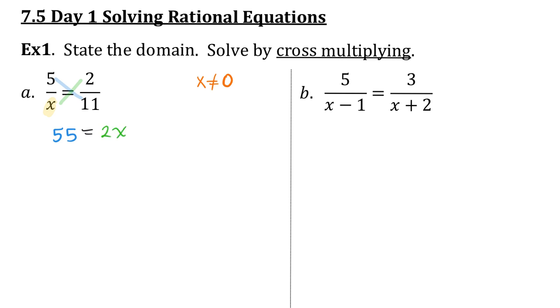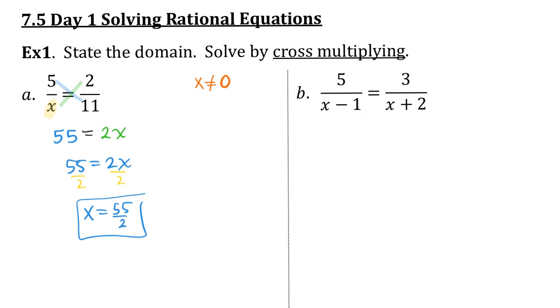Okay, and now I'm going to go ahead and solve this. What do I do? Divide by 2. So x equals 55 divided by 2. Okay, so when I get to my answer, I could have an extraneous solution. The only way that happens is if I get an answer that's not in my domain. So it says x can't be 0. That's fine because I got that x equals 55 over 2. So my answer is x equals 55 over 2.